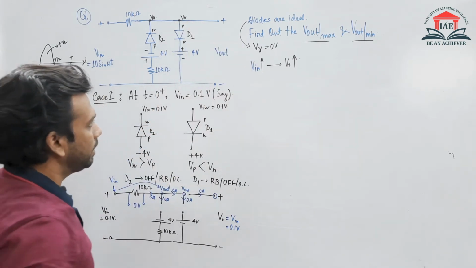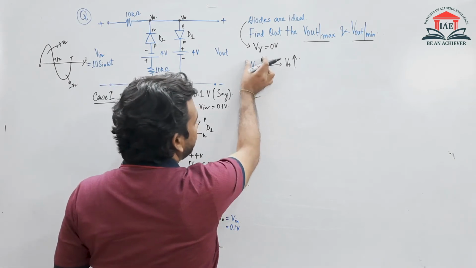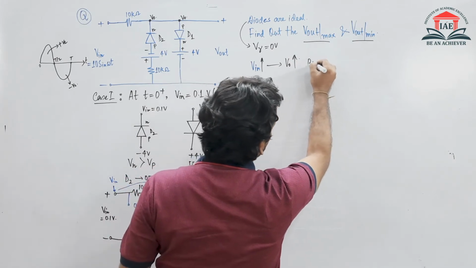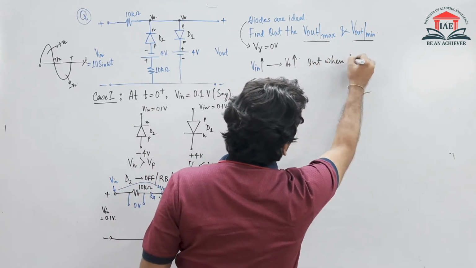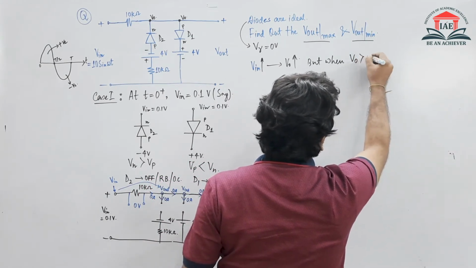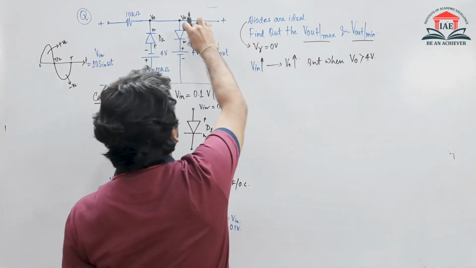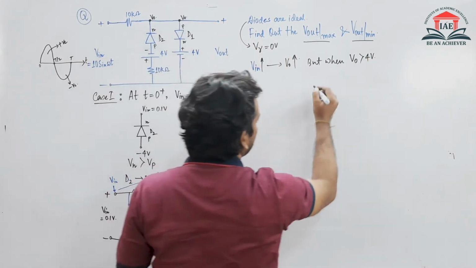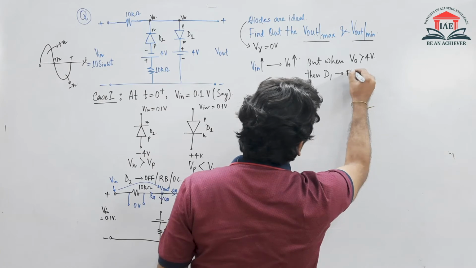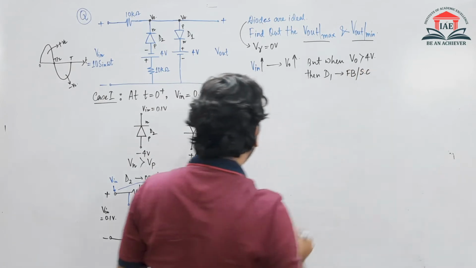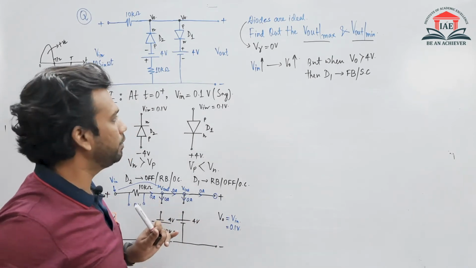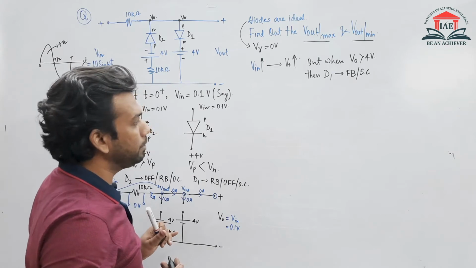So we can say that due to the increment of this input voltage, the output voltage will be increased, but when the V0 value will be greater than 4 volt, then this D1 diode will be forward bias. Then the D1 diode will be forward bias, that means it will be short circuited. At that condition, this equivalent circuit will not be there. There will be a different equivalent circuit.